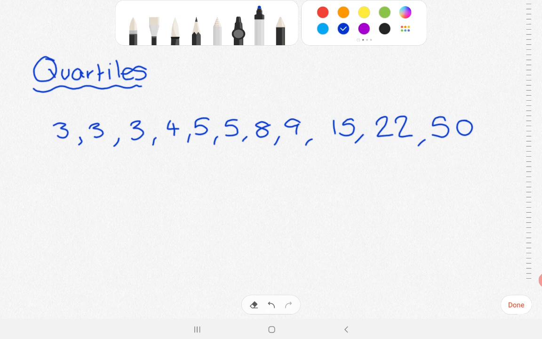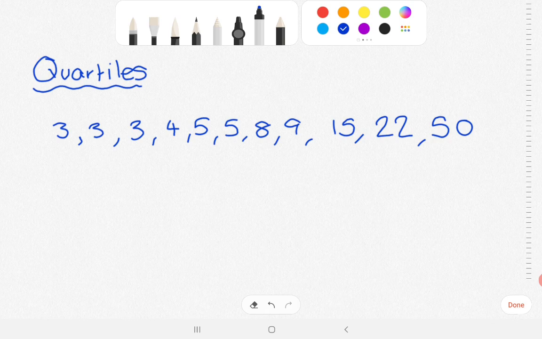Okay, if we consider the set of numbers here, so we've got 3, 3, 4, 5, 5, 8, 9, 15, 22 and 50. The kind of things that you would probably have done with this before, and we've used this in homeworks recently, is we've worked out things like the mean, the median, the mode and the range, and that's given us information that can help us tell something about a data set.